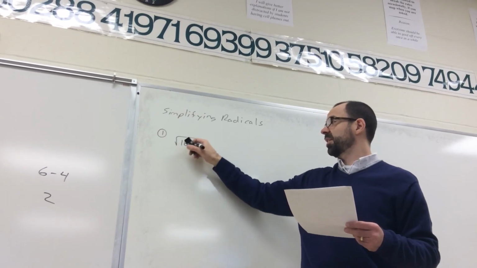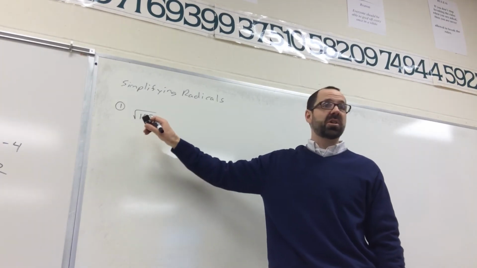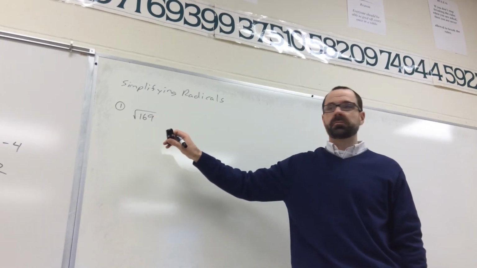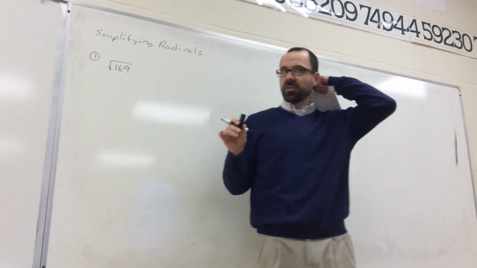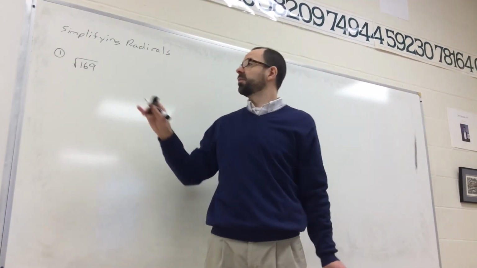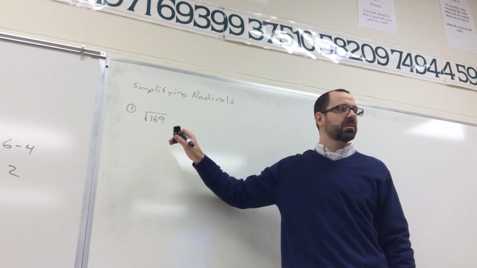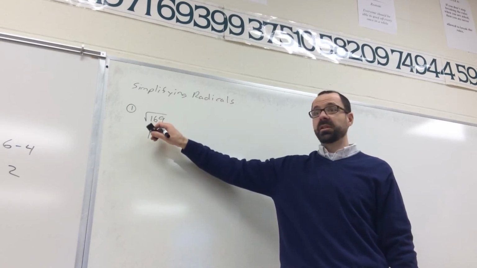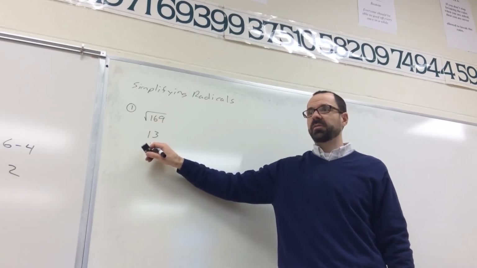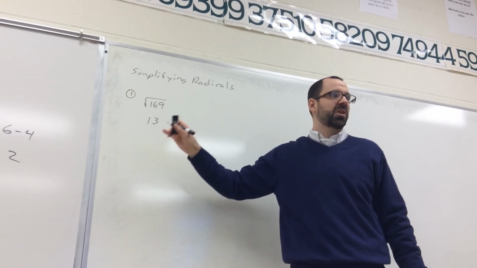Okay, so the title is Simplifying Radicals. We're going to look at number 1. It's the square root of 169. Okay, so somebody with a calculator, or maybe not, but what is the square root of 169? It just comes out to 13. Okay, so this answer is 13. So we're going to write it down. It came out nice, so we don't have to do anything fancy.